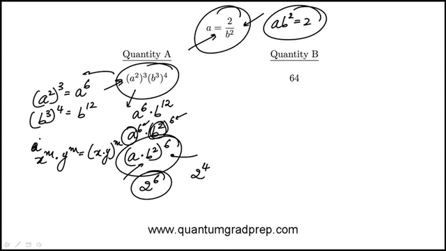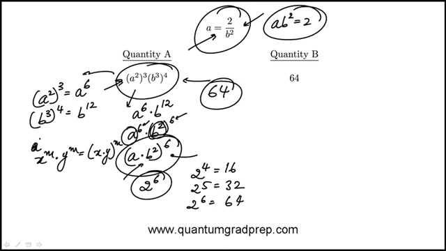Powers of 2, I think it's good to know the smaller values. 2 to the 4 is 16, 2 to the 5 is 32, and 2 to the 6 is 64. So quantity A is actually 64. And here the answer would be they're both equal. That would be C. So again, with these types of problems, don't assume that just because you have only one equation that you won't be able to necessarily find the value of this expression.